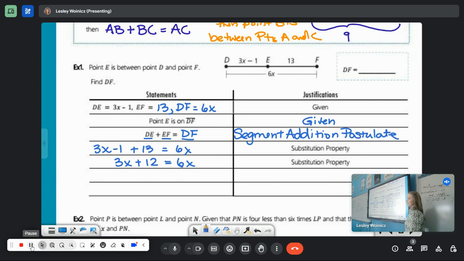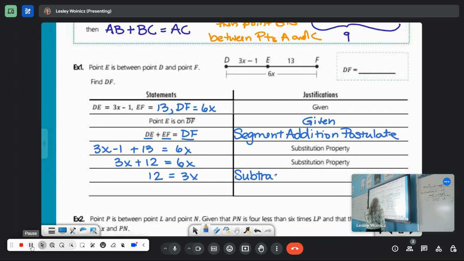Now this should look very familiar. You did a million of these last year. How do we get 3x alone? Subtract 12 from both sides. Oops, no, okay, I said the wrong thing. We want the x's alone. I'm going to subtract 3x. So what we said wasn't wrong, but it wasn't helpful either. That would have just helped us go in circles. Okay, so we're subtracting 3x from both sides, and now I have 3x on the right and 12 on the left. So that was my which property of equality?